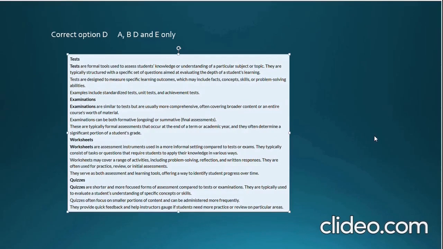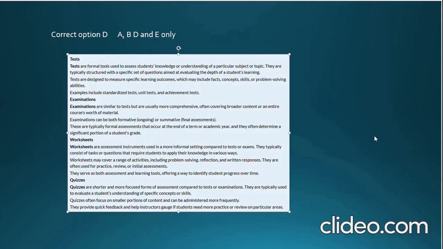tests are formal tools used to assess students' knowledge or understanding of a particular subject or topic. They are typically structured with a specific set of instructions or questions aimed at evaluating the depth of a student's learning. Tests are designed to measure specific learning outcomes, which may include facts, concepts, skills, or problem-solving abilities. So examples include standardized tests, unit tests, and achievement tests.